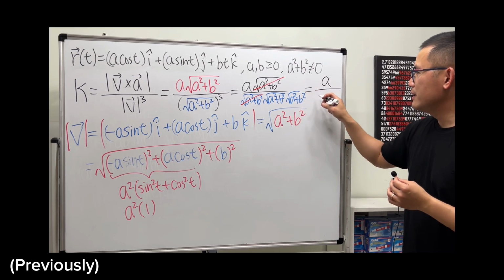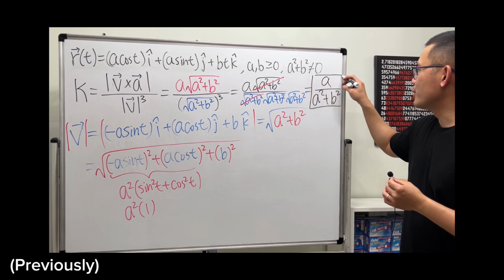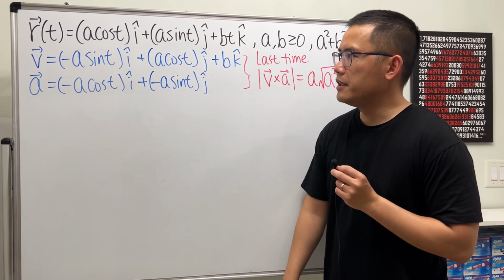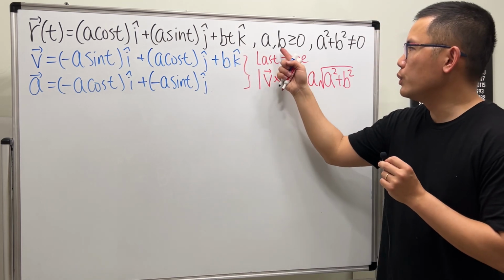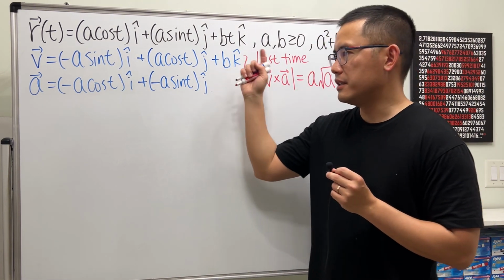Over just a squared plus b squared, which is a very nice expression in my opinion. So last time we found the curvature of a helix given by this equation with these conditions. Today, let's find the torsion of the helix.